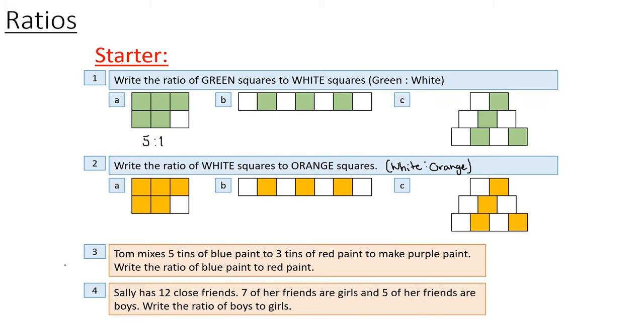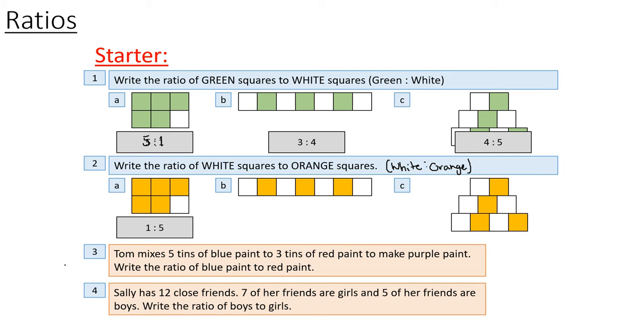So hopefully you've been able to answer those questions. So for question 1A, we've done it already. It was 5 to 1. B, it was 3 to 4. So 3 green squares to 4 white squares. C was 4 to 5. For 2A was 1 to 5. So 1 white square to 5 orange squares. B was 4 to 3. And C was 5 to 4. You'll notice it's very similar to question 1, just reversed.